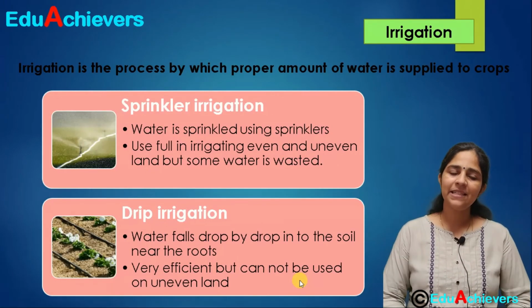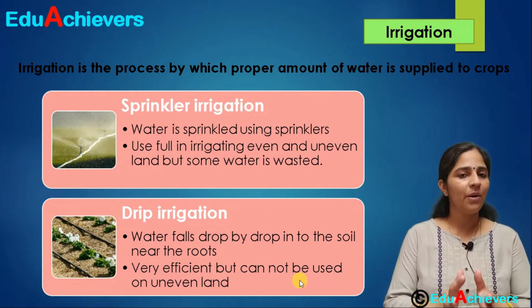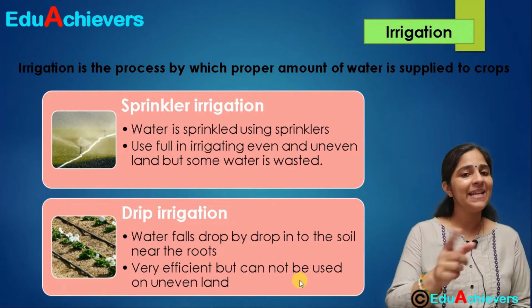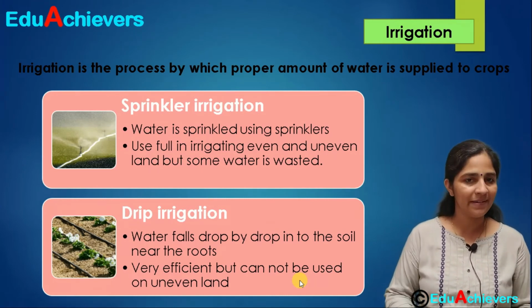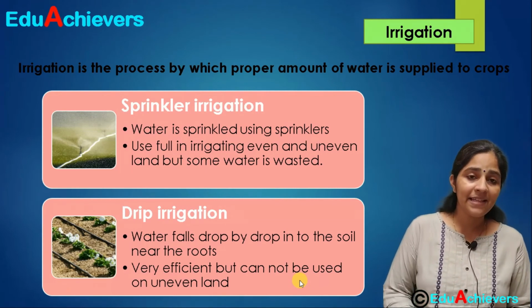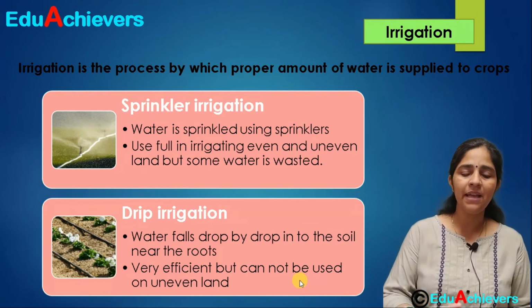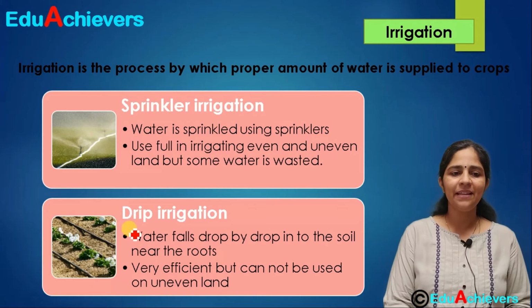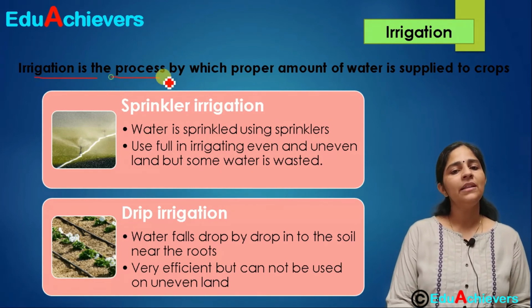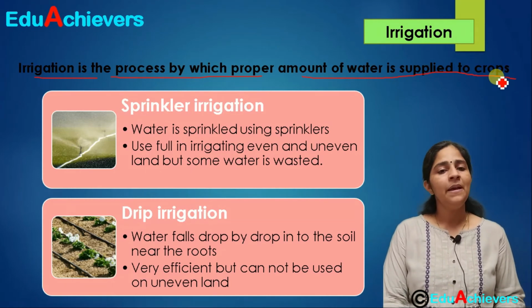Now, the next thing which we have to take care of whenever we are thinking about managing the crop properly is irrigation, because the rainfall in our country is very uneven, and that is the reason that many times we have to artificially supply the water to the crops. So what is irrigation? Irrigation is nothing but the process by which water is supplied to the crops, and that is what irrigation is.